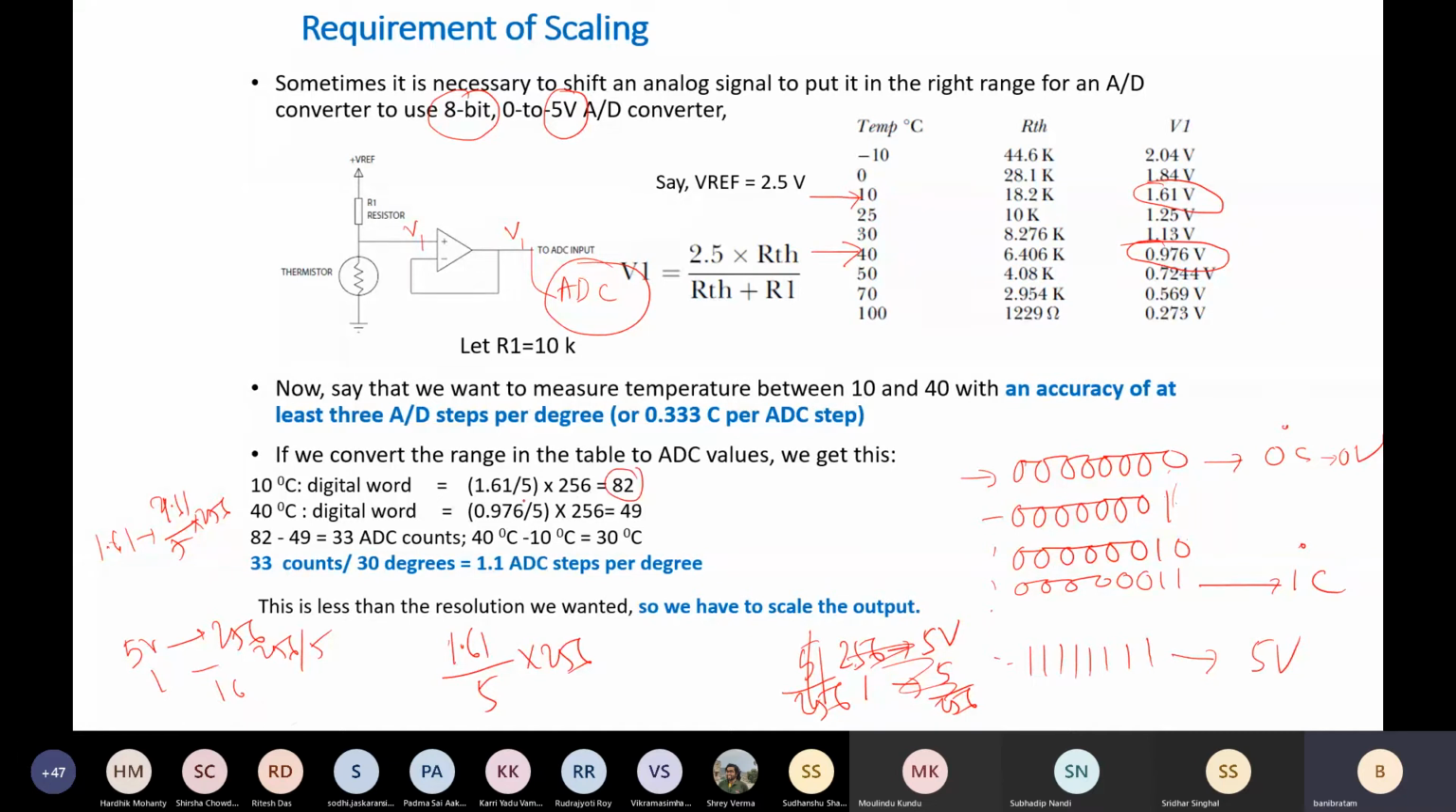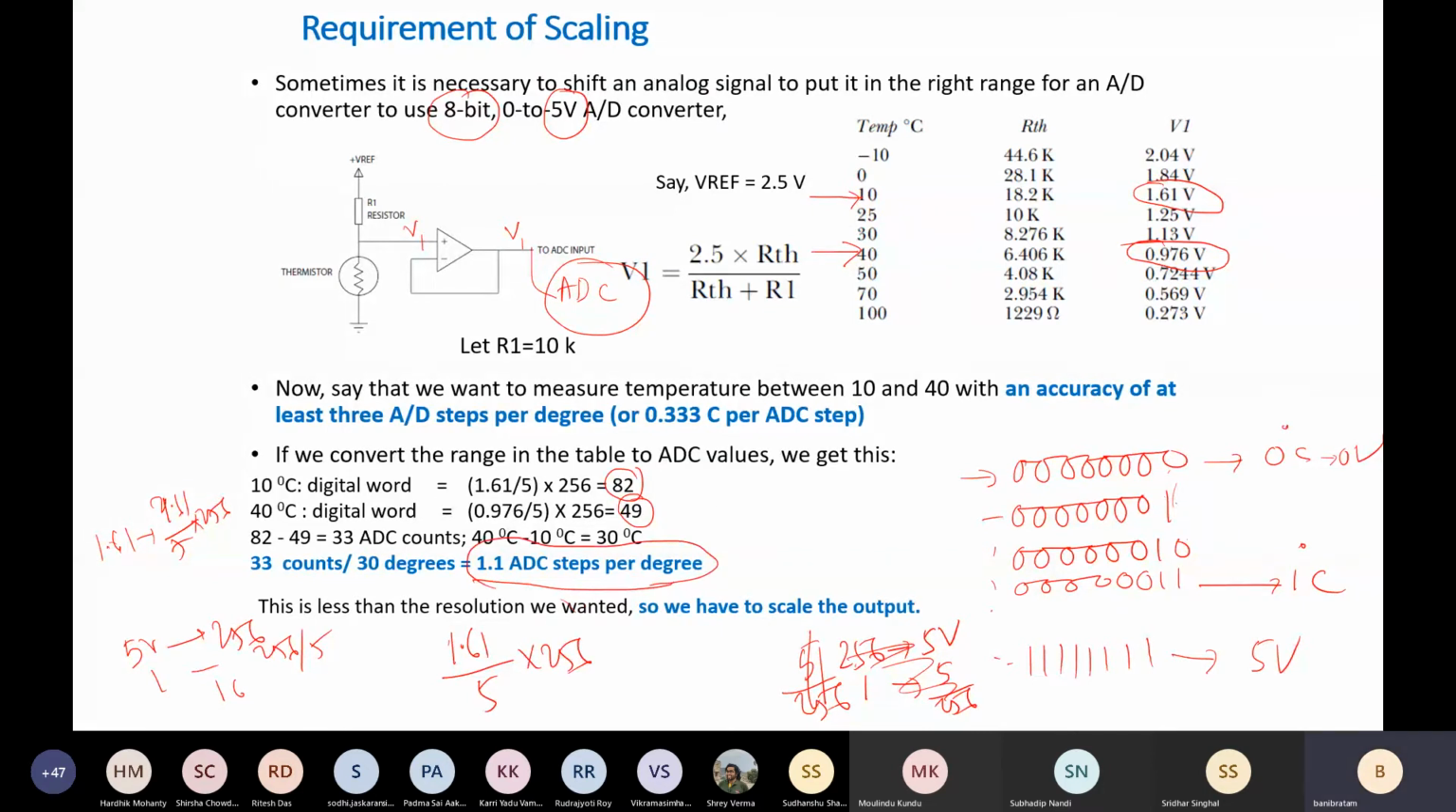Similarly, for 40 degrees centigrade, the value is 0.976. That will correspond to 49 as the digital value. Okay. Now let us look at whether the requirement of accuracy of at least 3 ADC steps per degree is achieved or not. Let us take the difference. 82 minus 49 corresponds to 33, and the temperature 40 minus 10 corresponds to 30 degrees centigrade. If you divide 33 by 30, that means 1.1 ADC steps per degree.